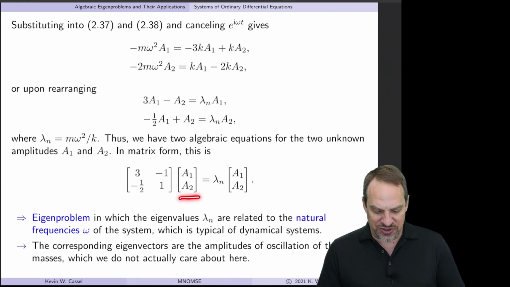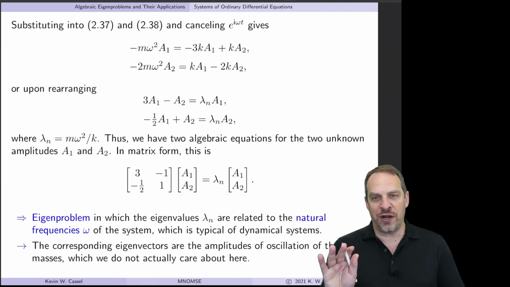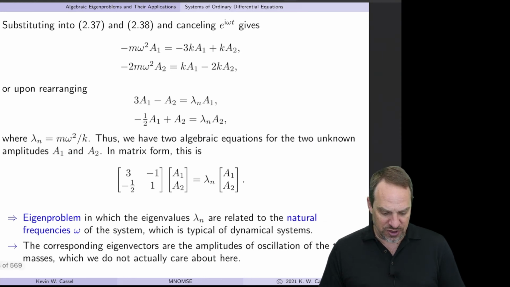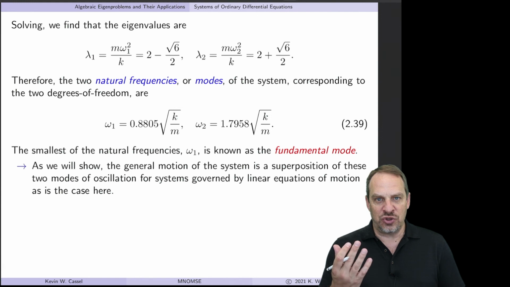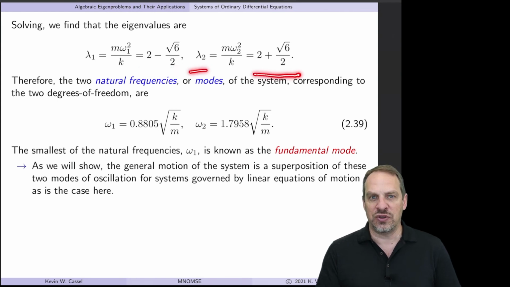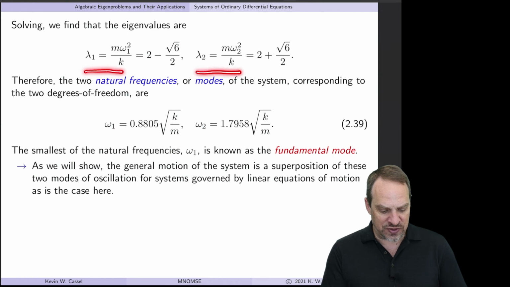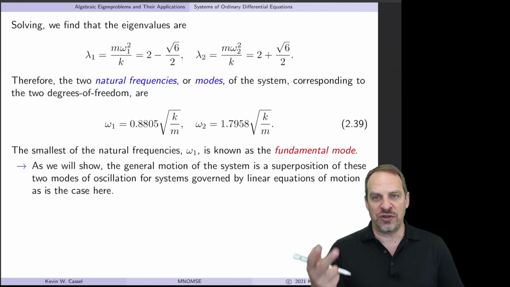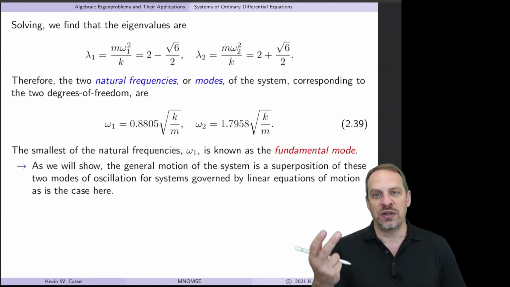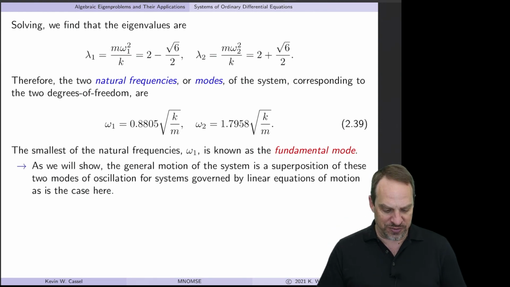Now the eigenvectors themselves are actually the amplitudes. So again, I don't really care about those, but physically the eigenvectors would be the amplitudes of those vibrations, a1 and a2. So if you do that, you take our 2 by 2 matrix, you get the eigenvalues, lambda 1, 2 minus root 6 over 2. Lambda 2 is 2 plus root 6 over 2. And here I'm just reminding us that lambda is equal to m omega squared over k. And I'm also taking notice of the fact that I get two of these. I get two values of lambda because it's a 2 by 2 system, and therefore I get two natural frequencies, which again physically makes sense because it's a 2 degree of freedom system.